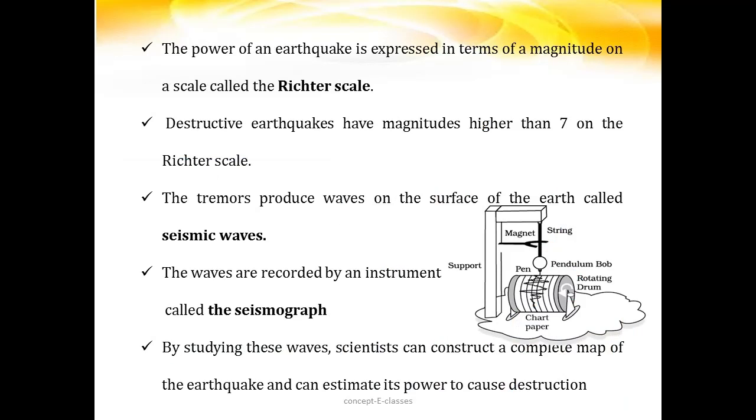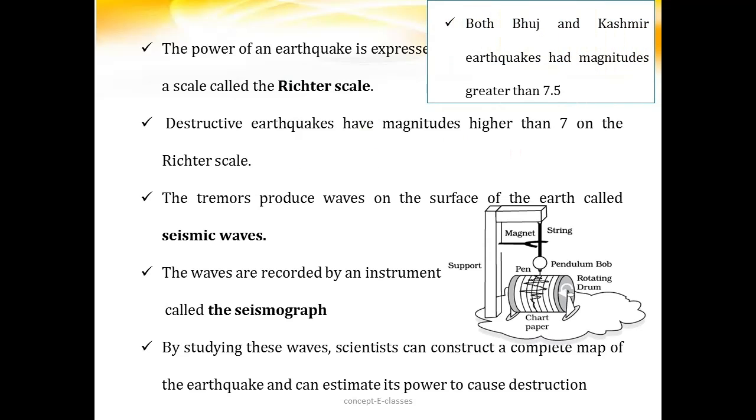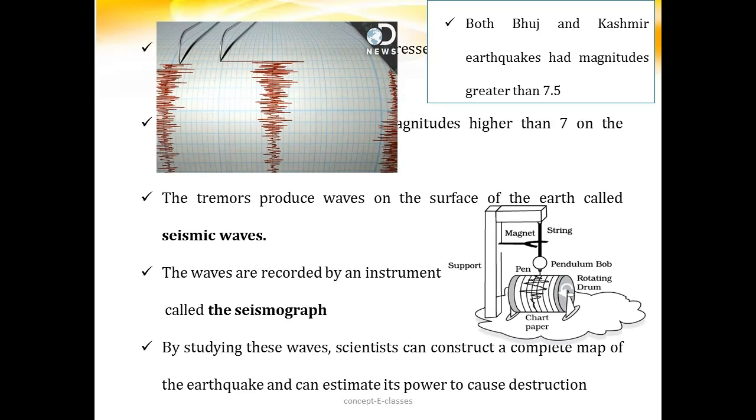Now we studied that earthquakes occur all the time, all over the earth. They are not even noticed. Major earthquakes are much less frequent. So how can we determine the strength of an earthquake, or how can we measure an earthquake? The power of an earthquake is expressed in terms of magnitude on a scale called the Richter scale. Destructive earthquakes have magnitudes higher than 7 on the Richter scale. For example, both the Bhuj and the Kashmir earthquakes had magnitudes greater than 7.5. Now this is the Richter scale.